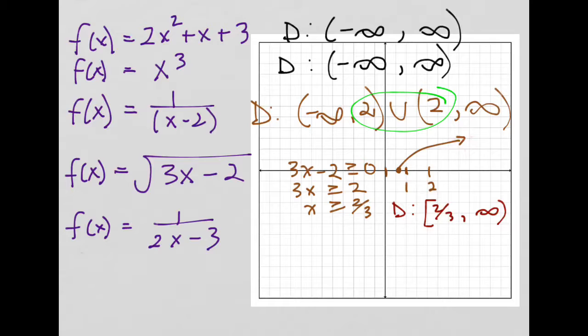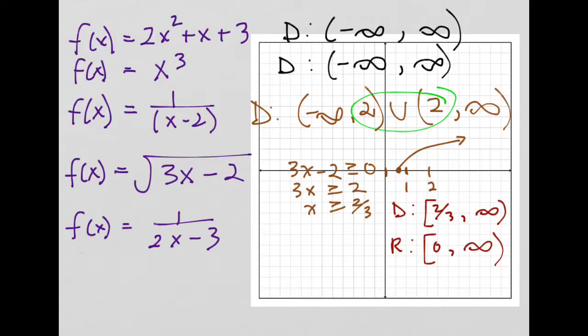All right? So let's go ahead and do the range here as well, since I've got the graph here. So the range is going to be all possible y values, starting at 0. This is my lowest y value, going to infinity. So 0 to infinity. Okay, so that's my domain and my range of a square root function.